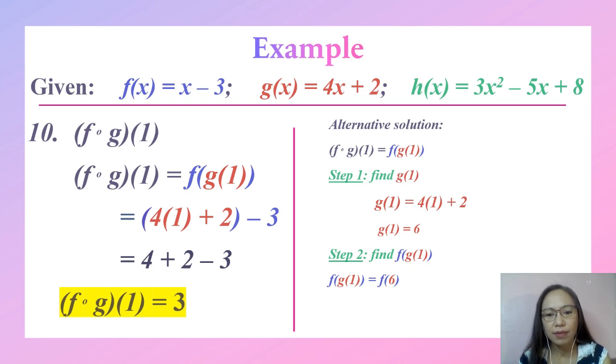So we have f of 6, taken from g at 1 equals 6 here. So we now have f of x here. Okay, so going back to the function, f of x here, x minus 3. So we replace the x with 6, f at 6. Okay, and then 6 minus 3. So 6 minus 3 equals 3. Therefore, we now have f circle g, or f composition g of 1 equals 3.